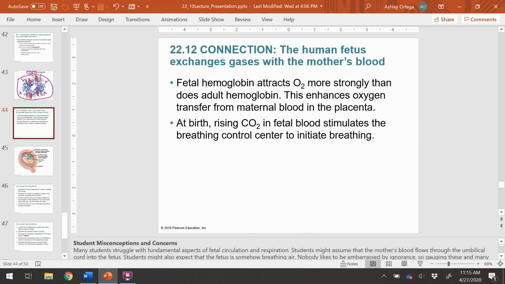And so at birth, this rising carbon dioxide in the fetal blood will stimulate the breathing control center in the medulla to initiate breathing. And so that is a pivotal point of where the baby is going from breathing in fluid to breathing in air. And so it's an interesting aspect of how does that happen, and it's due to the carbon dioxide in the blood stimulating the medulla control center to initiate breathing.